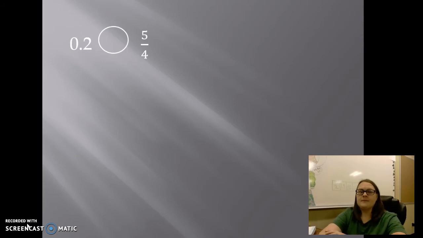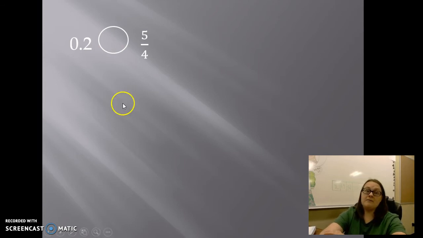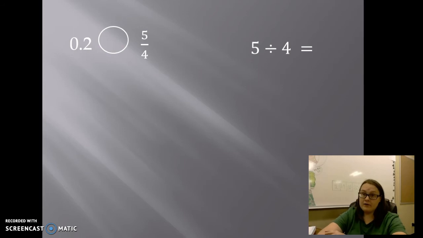Now let's look at some examples. We have 0.2, and we're going to compare it to 5/4. Is it greater than, less than, or equal to? Now, the way we're going to change a fraction into a decimal is by division. Remember how we talked about fractions just being a fancy way to write a division problem. So 5/4 is actually 5 divided by 4. And if you use your calculator or divide it out on paper, that gives you 1.25. So 0.2 is less than 1.25, or 5/4, because they mean the same thing.